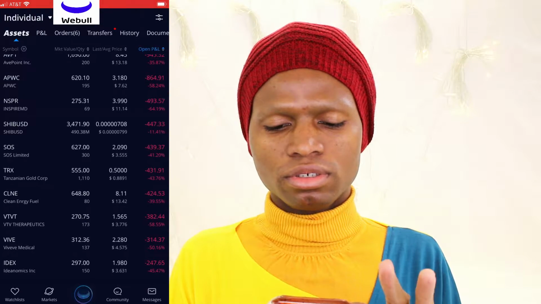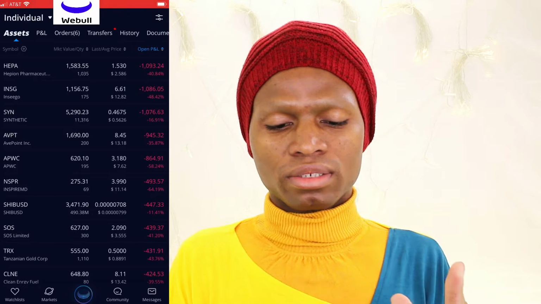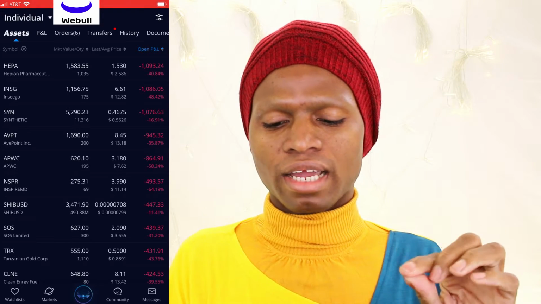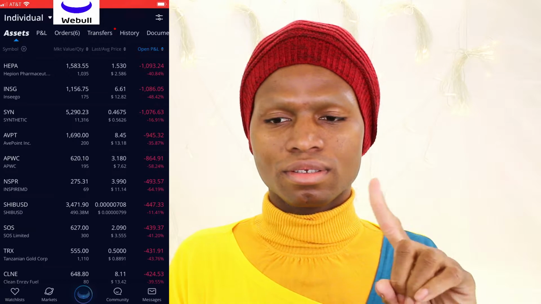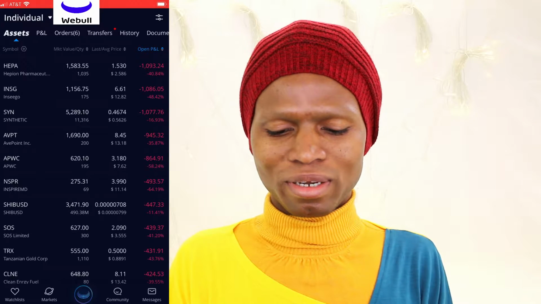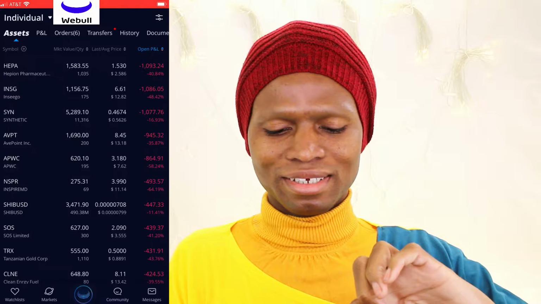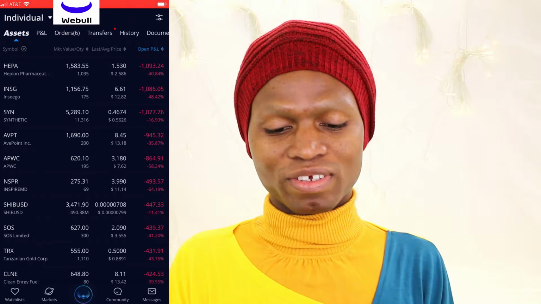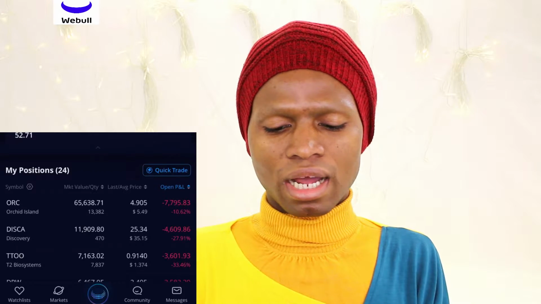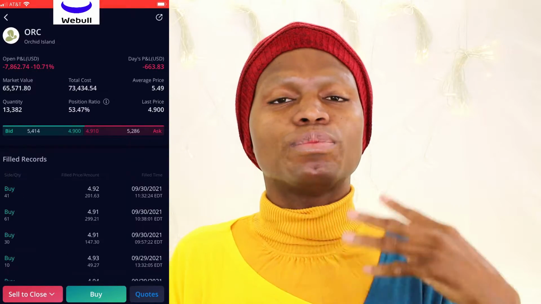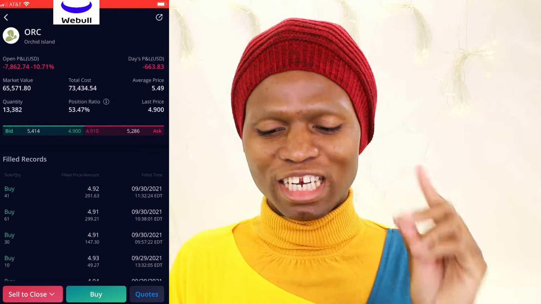I will do the buy with the dividend stock, and then I'll do the buy with Shiba and also the dividend stock. Okay, so first let's go with Orchids. Orchids Capital is my dividend stock, and I will be doing the limit buy.